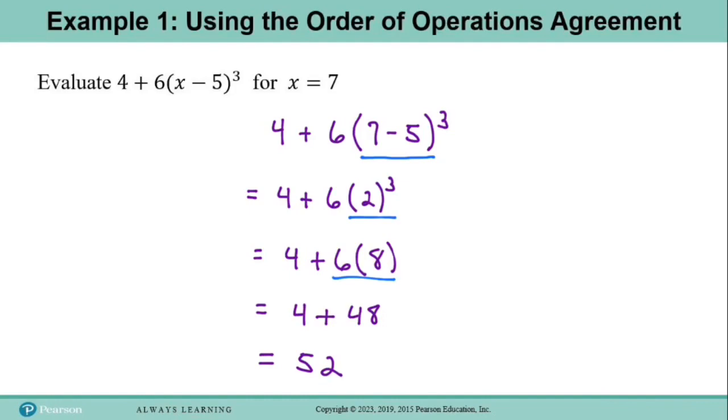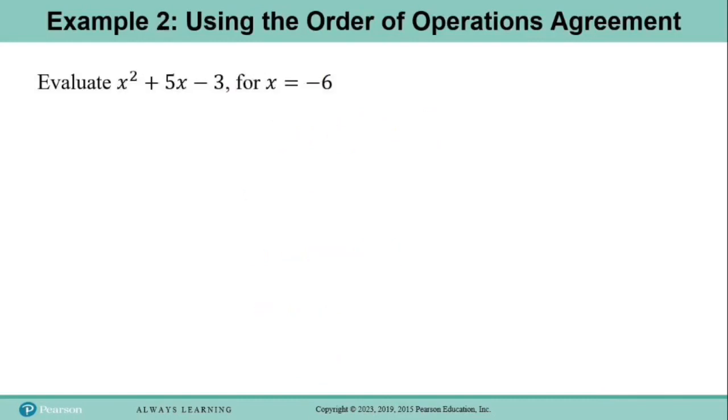So let's go ahead and get another example here. So here's example 2. It says evaluate x squared plus 5x minus 3 for x equals negative 6.